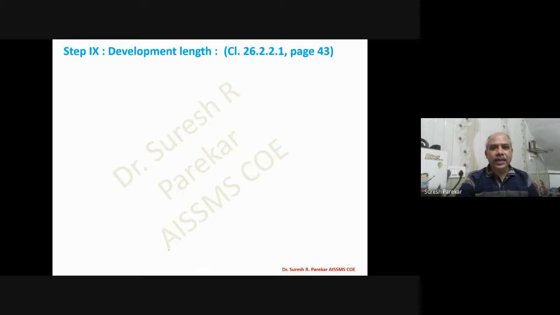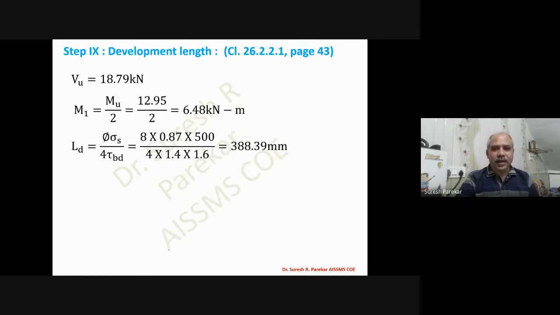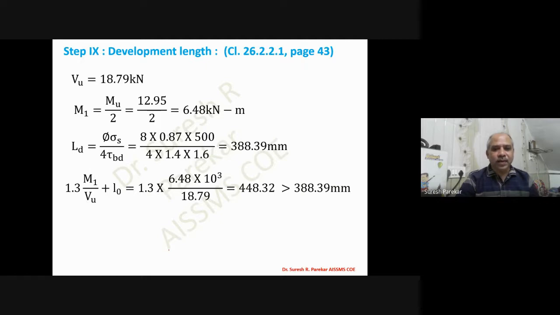Then development length. So we have Vu 18.79 kilonewton. Mu we have seen, this is again at support, and the maximum value we have is 12.95, and against that we have shear force 18.79, which we have also seen. And then from this we get the value of M1 as 6.48 kilonewton meter, because 50% steel is assumed available, so the resistance is half of this. So for Ld we have this formula from which we calculate the development length required. Now using 1.3 M1 upon Vu, our requirement is satisfied.